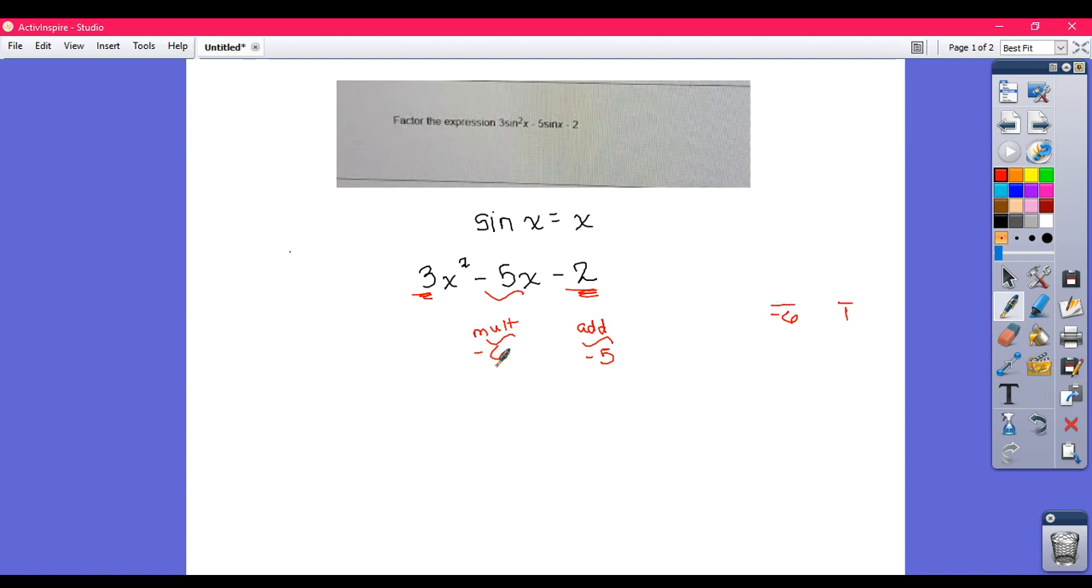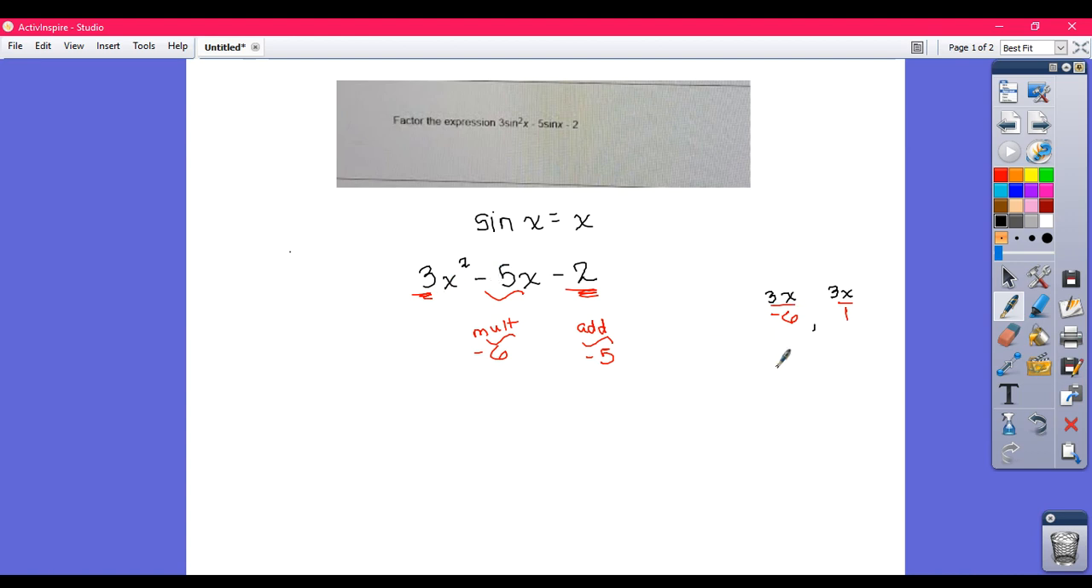Just find all the numbers that multiply to be negative 6. And then from there, with your list of numbers, see which ones also add up to be negative 5. So in this case, it will be negative 6 and 1. Put 3x over each one of those numbers because it's always the first term and then x. And then reduce if possible.